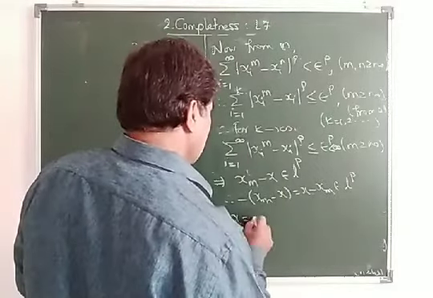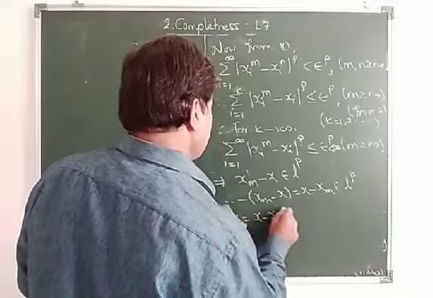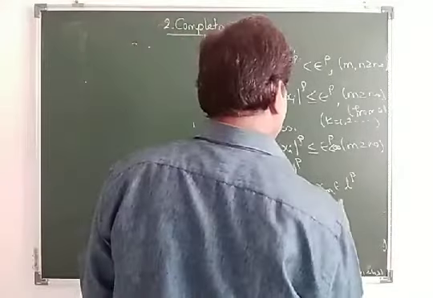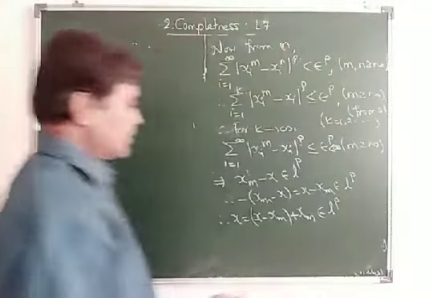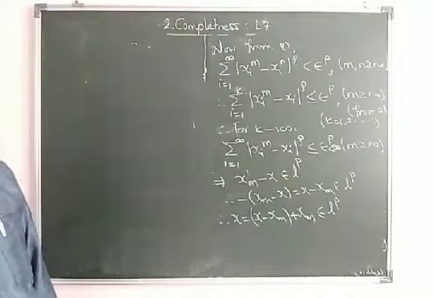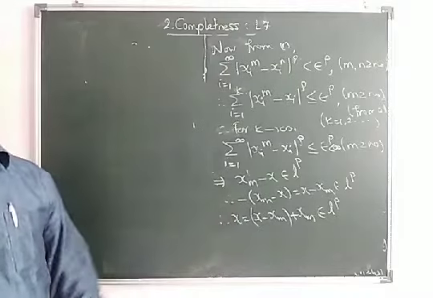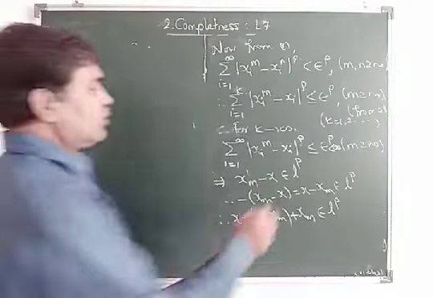Therefore, x is equal to (x minus xm) plus xm, which must belong to LP. Is it right? So it lies in LP now. Okay. Now this is, say, 3.